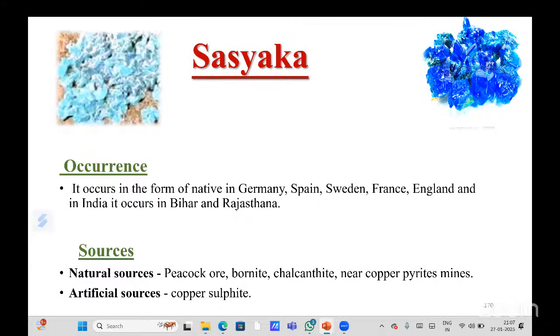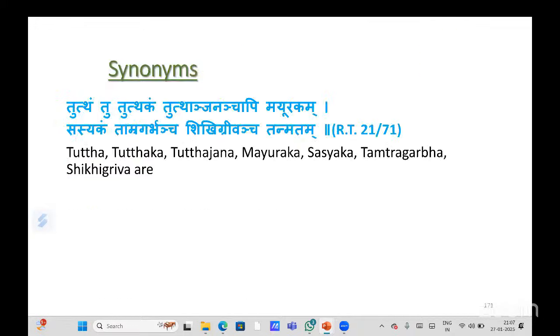the occurrence, where it is found. We get it native to Germany, Spain, Sweden, France, England, and in India, especially in Bihar and Rajasthan. Sources: natural sources, Picacore, Bronite, etc., and artificial sources, copper sulfate. Synonyms, the Pariyayas, are Tutta, Tuttaka, Mayuraka, Sasyaka, Tamragarbha, Shikigriva. Okay, so these are some Pariyayas.